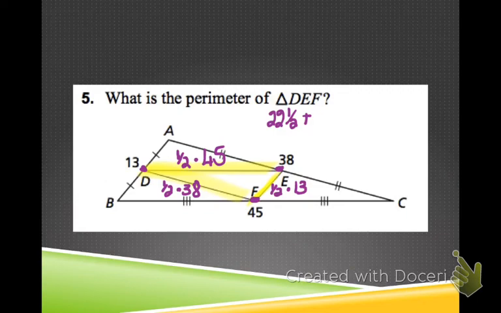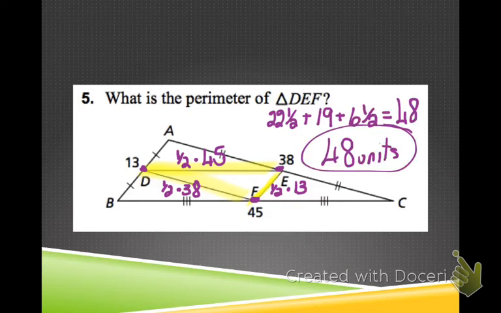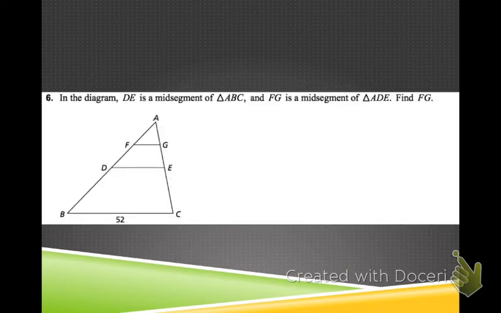So perimeter is you add them all up, so 1/2 of 45 is 22.5, 1/2 of 38 is 19, and 1/2 of 13 is 6.5. Add them together, I get that the perimeter of that mid-segment triangle is 48 units.